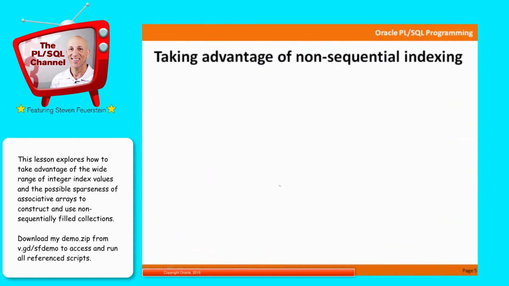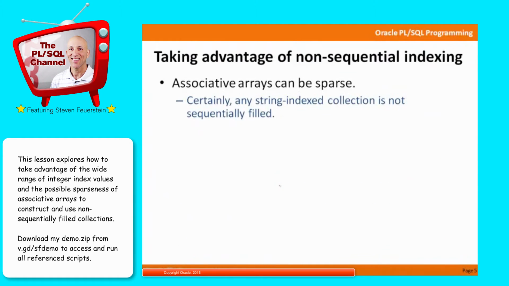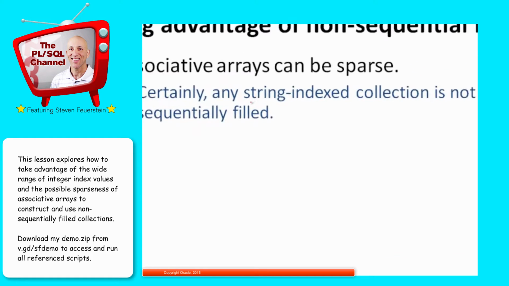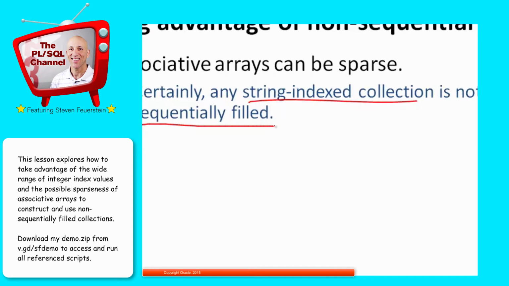So, taking advantage of non-sequential indexing. Associative arrays can be sparse. And certainly any string indexed collection is not sequentially filled. So generally speaking, when we talk about the sparseness of associative arrays, we're talking about integer indexed collections.